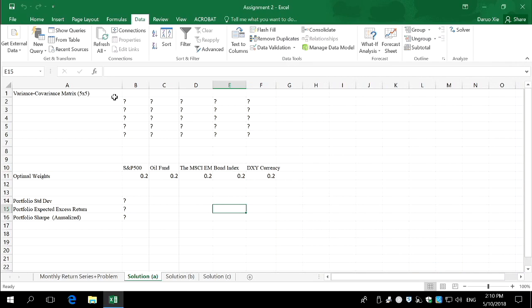Of course, you will need the variance-covariance matrix to calculate the portfolio standard deviation. If you forgot how to calculate portfolio standard deviation using the variance-covariance matrix, just go back to our slides or textbook. It's just a simple mathematical formula. And once you have the portfolio standard deviation, remember this is excess return. Excess return is portfolio return minus the average risk-free rate.